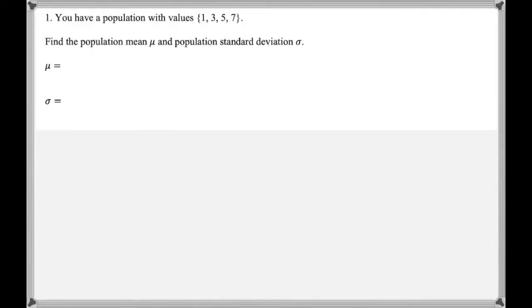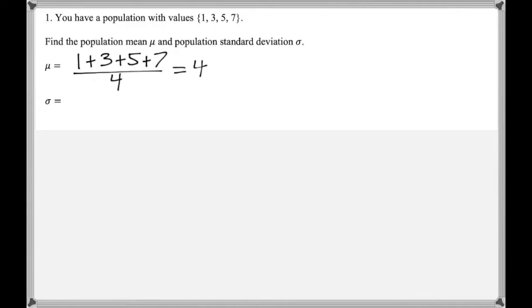You have a population with the values 1, 3, 5, and 7. Find the population mean and the population standard deviation. So to find the mean, we just need to add up the 4 values and then divide by how many values there are, which is 4, and this is equal to 4.